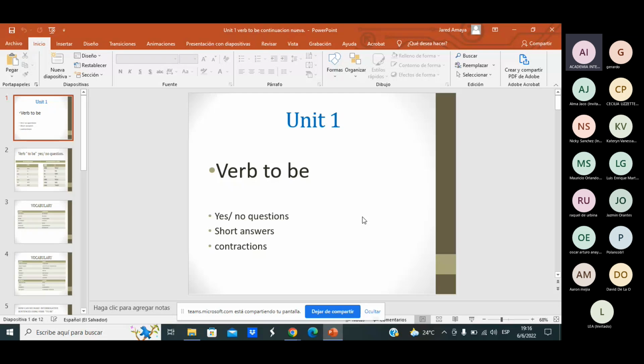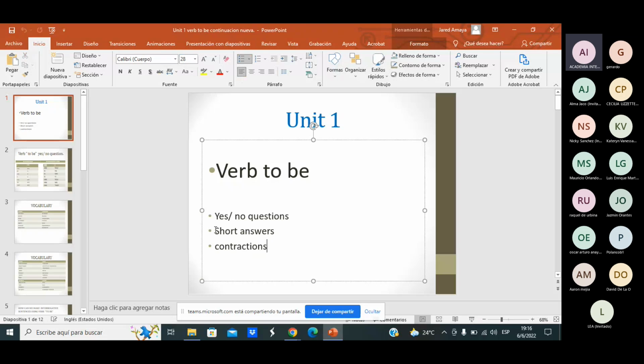But using the verb to be, okay? That's the topic, questions using the verb to be. And at the same time, we are going to practice the contractions, okay? Contractions in English, short answers, preguntas cortas, and long answers. Vamos a ver ahí la diferencia de qué quiere decir eso de respuestas cortas y respuestas largas. Okay.